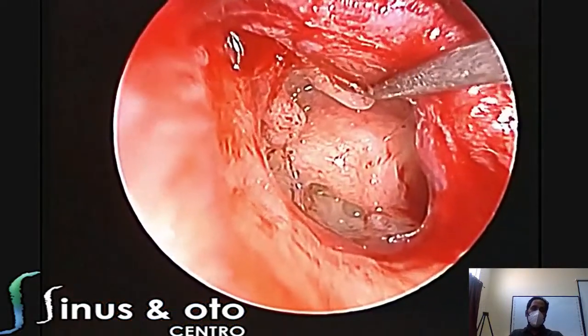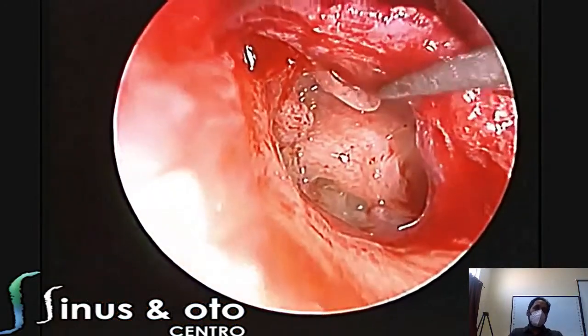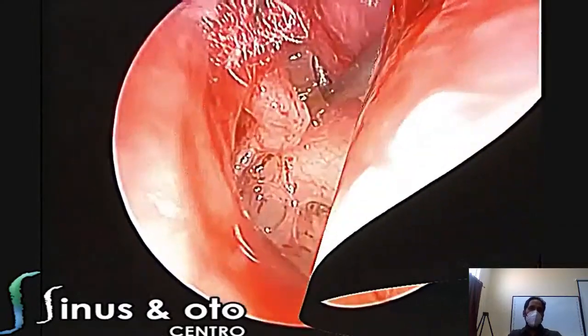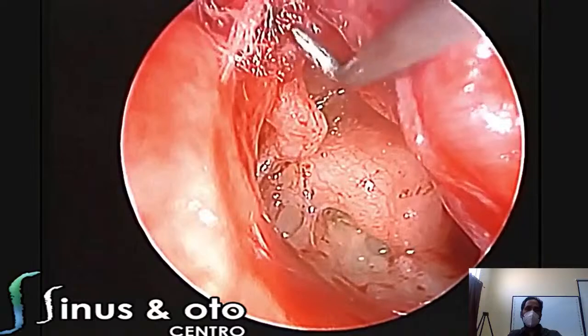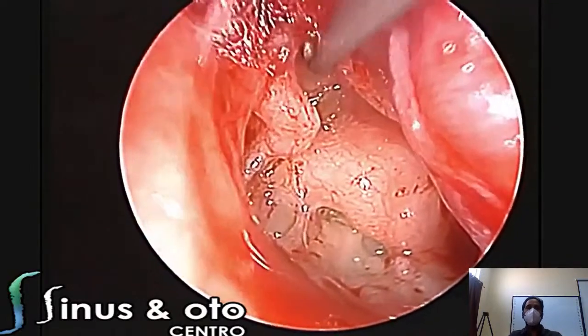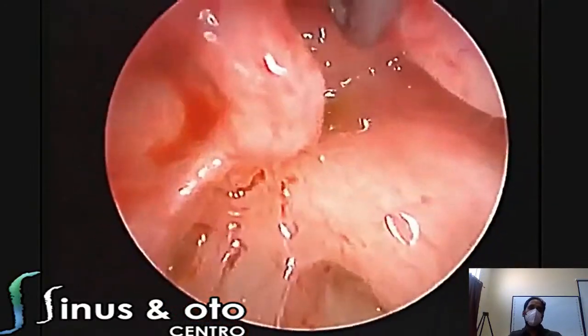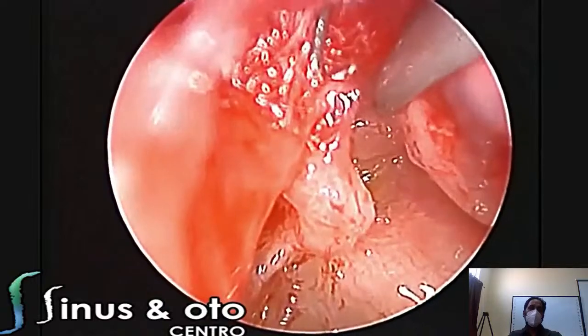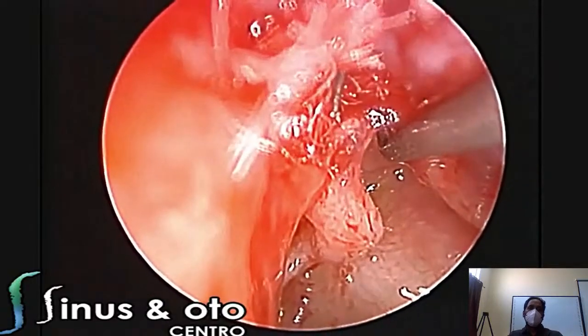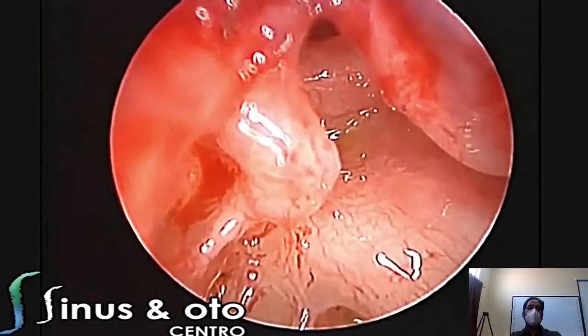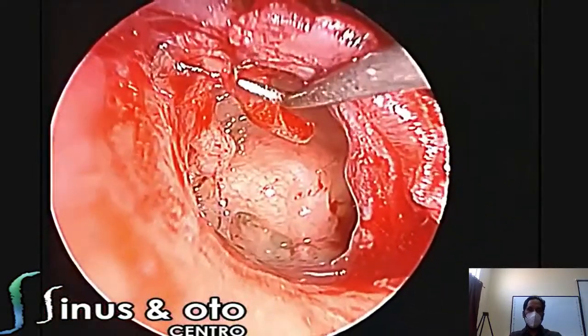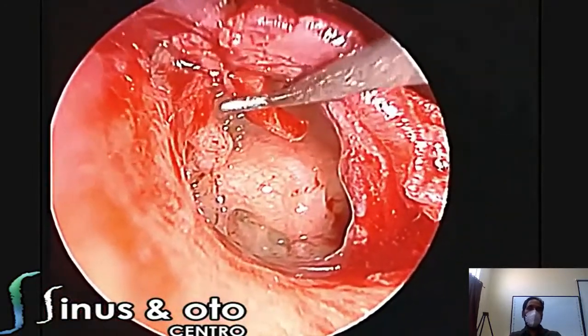See, that is the skeletonization of the handle of the malleus. You have to remove the mucosa or any fibrous tissue which is present over the ossicles, and you have to note down the movement of the ossicular chain. The malleus, incus, and stapes should be mobile.